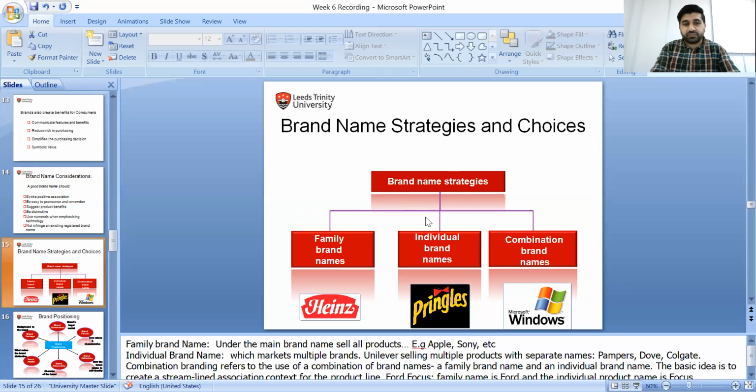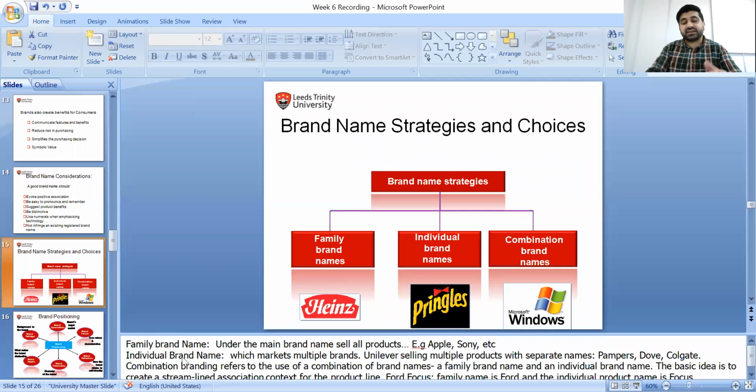Number two is individual brand name, which markets multiple brands. We have many selling products, so we can see here examples of individual brand names. They are selling their multiple products in the market with different brand names. For example, Unilever is selling multiple products with separate names, for example, Pampers, Dove, and Colgate. So these are basically examples of individual brand names.